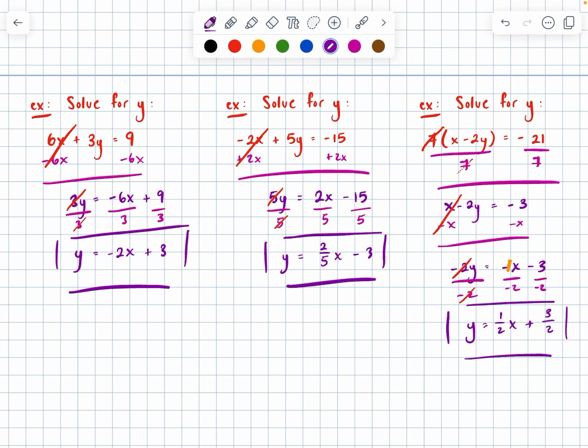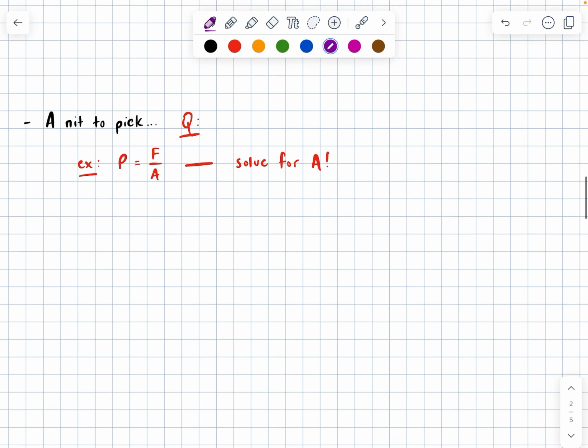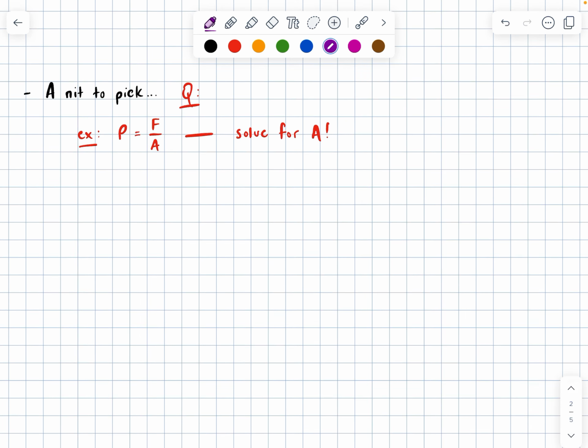Anyway, with all of this said, now that we know how to solve equations for a variable, there are a couple of types of equations we'll encounter that will leave us with some questions that we want to answer and some nits that we want to pick. So let's do some nitpicking.